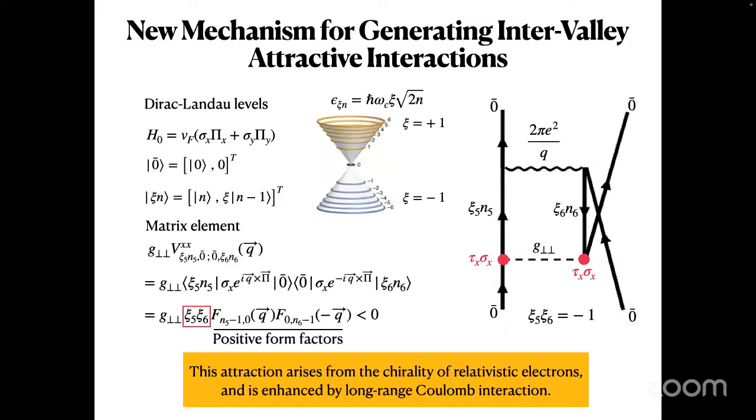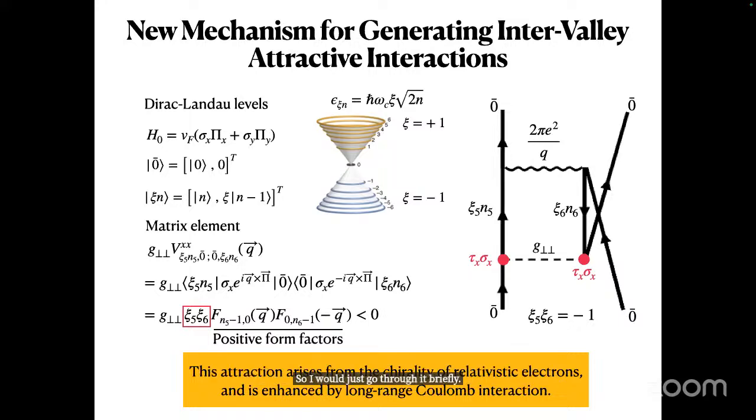This is too much detail, now I realize. Okay. But let me just point out, I find this very interesting. There's a new way to generate attractive interactions coming from purely repulsive interactions. And the way to generate attractive interactions is evaluating the matrix elements of this diagram. So I will just go through it briefly.